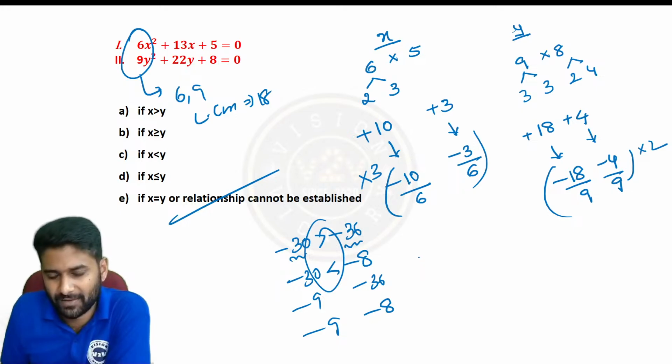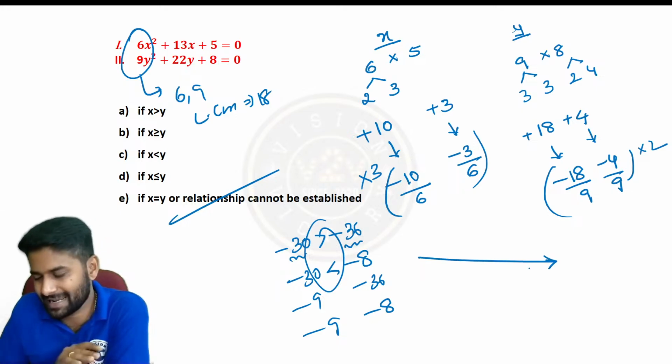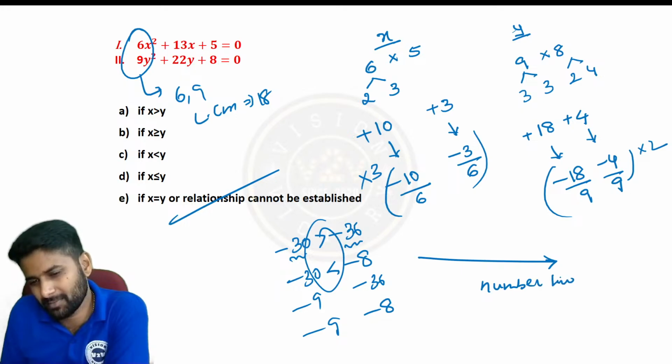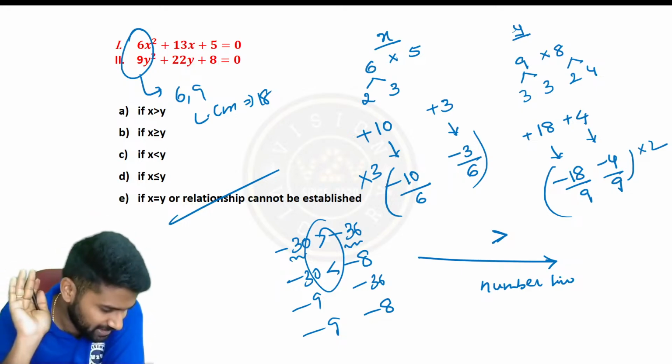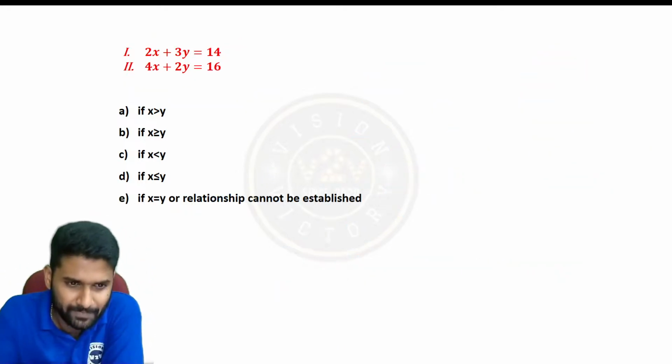Remember that if you're moving towards the right side in a number line, the right side values are always greater than the left side values. If you have any confusion, remember this point.